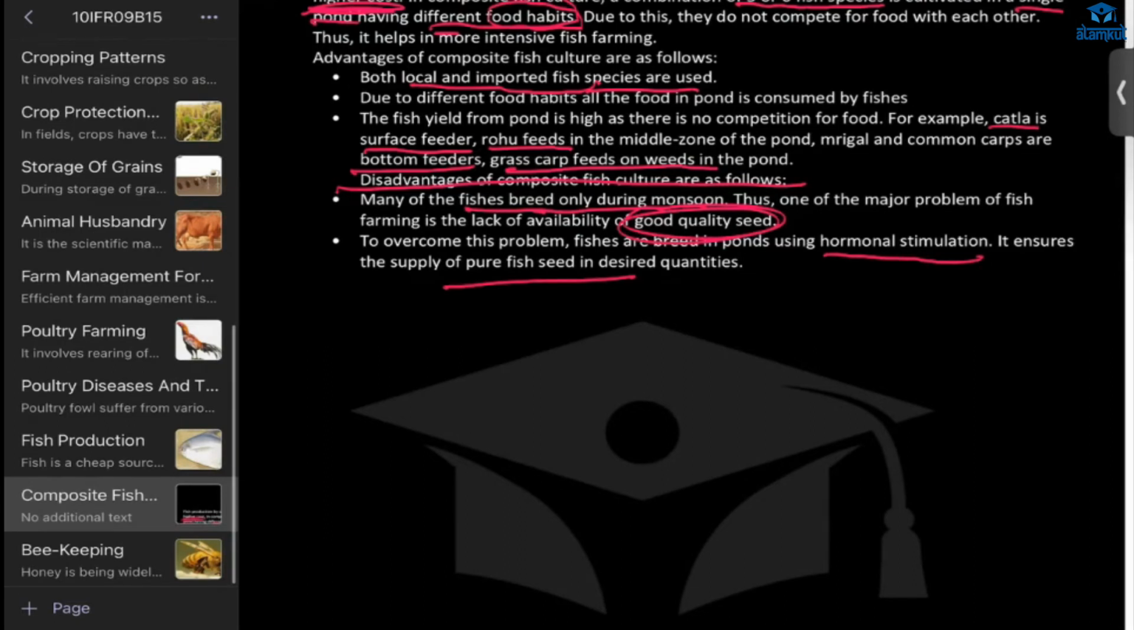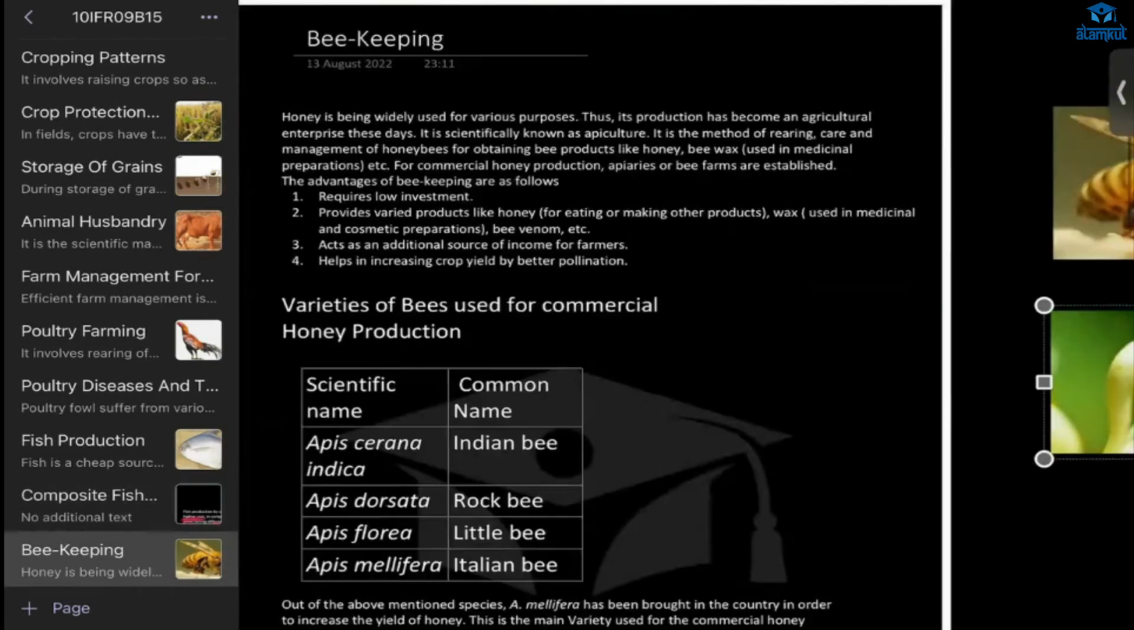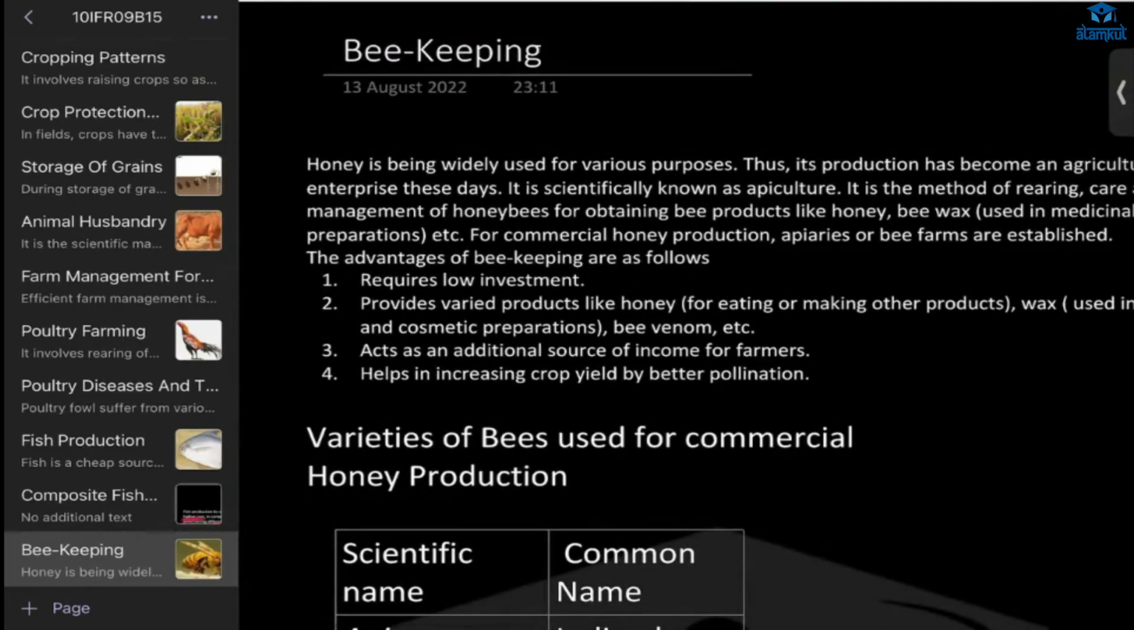Okay. Next we have bee culture, beekeeping. Okay. From bee, what do we get? From bee, we get honey.